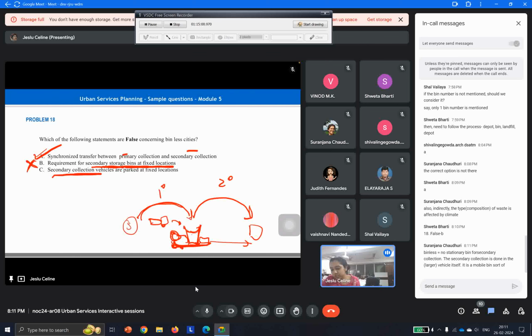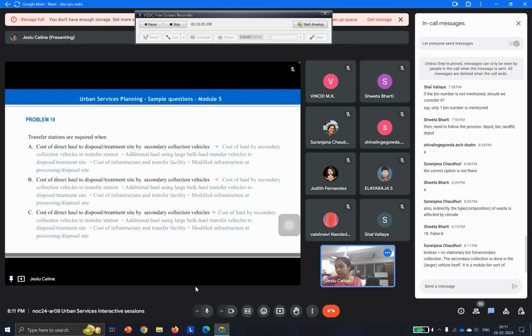Now secondary collection vehicles are parked at fixed locations, which is also correct because that is our secondary storage. Instead of bins, it's vehicles which are parked. So the false statement is B. So B is the answer for this question. Yes, the explanation put is correct. The secondary collection is done in a larger vehicle itself. It's a mobile bin sort of. Yes, very good. So let's proceed on to question 19.